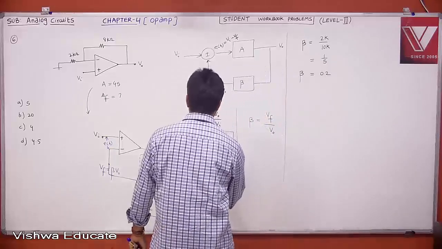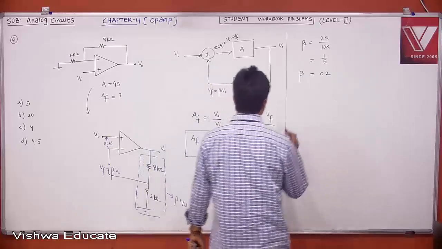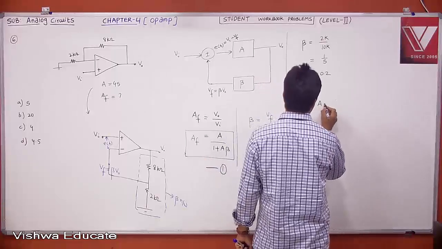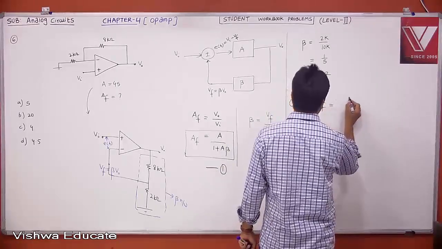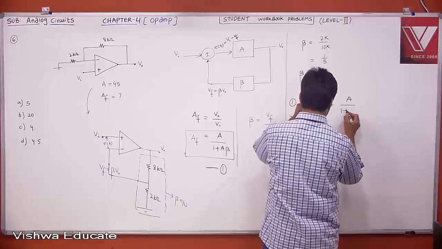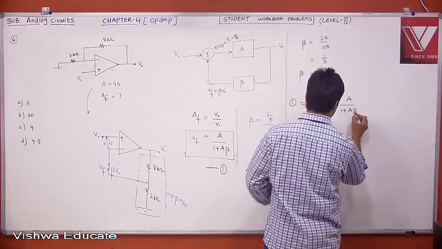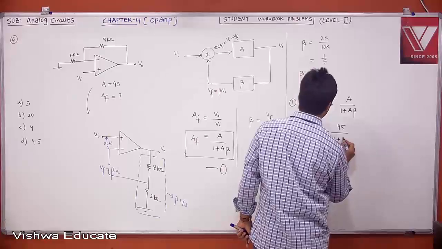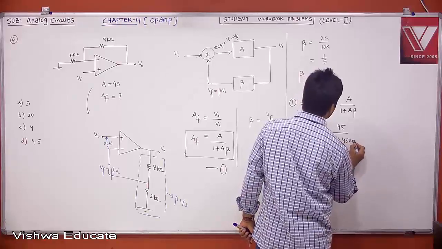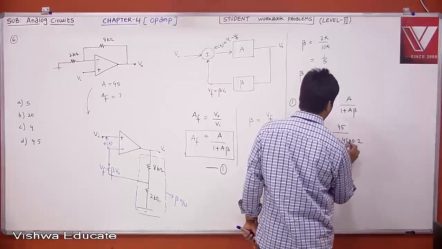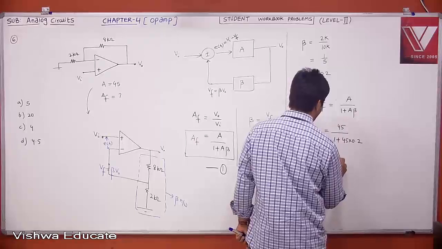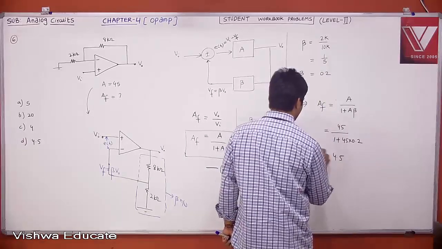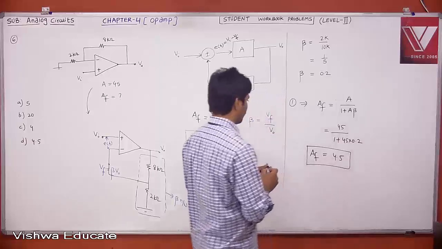Now from equation 1, let us say this is your equation 1. What is your closed loop gain? Closed loop gain AF is equal to A divided by 1 plus A beta. You substitute, then you will get the answer. A is nothing but 45 divided by 1 plus 45 into 0.2. Then 45 into 0.2 is 9, 9 plus 1, 10. 45 by 10 means 4.5. Therefore, what is your closed loop gain? Your closed loop gain is 4.5.